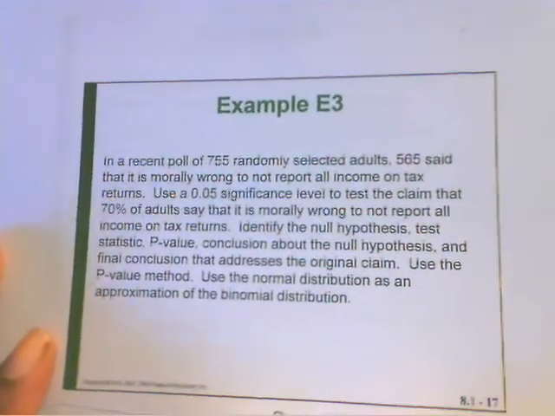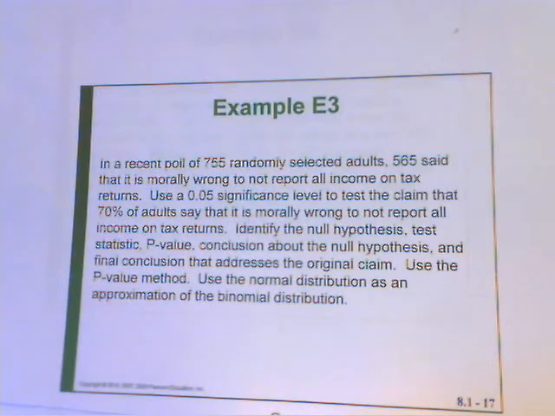Okay, on your example sheet, look at example E3, where in a recent poll of 755 randomly selected adults, 565 said that it is morally wrong to not report all income on tax returns. Use a 0.05 significance level to test the claim that 70% of adults say that it is morally wrong to not report all income on tax returns.